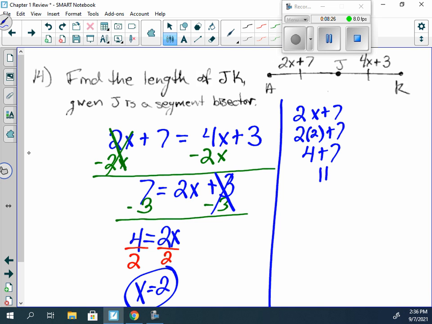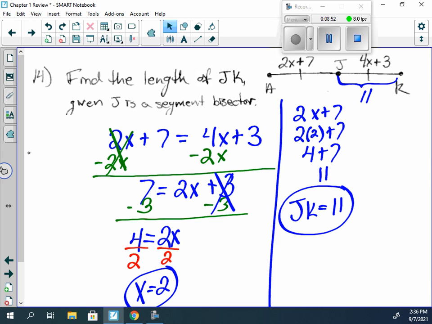The length from J to K is 11, because again, we said J is the segment bisector. It cuts it in half. And we already said that AJ is going to be the same as JK, so they should have the exact same distance. So the distance from J to K is going to be 11.